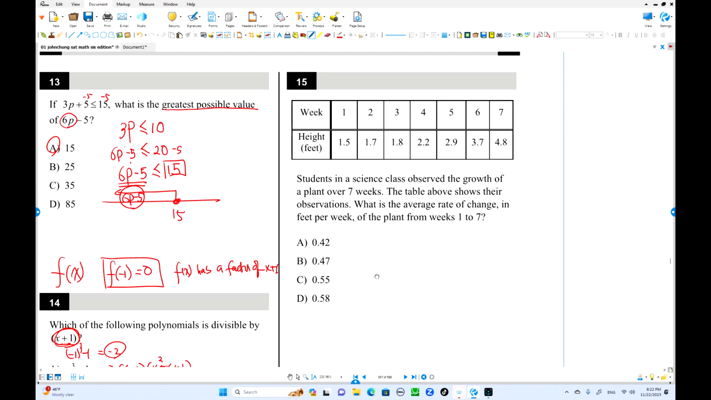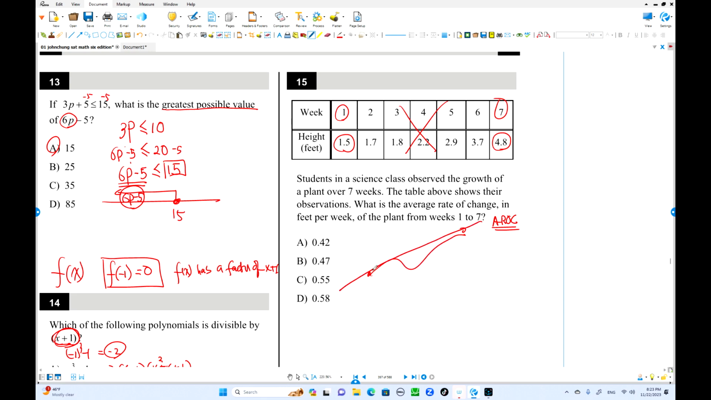Over here, number 15. We have data over here. What is average rate of change? We say, okay, average rate of change, AROC. That is the average rate of change. 1 to 7. Forget about this one. First and the last point available, okay? So that is the line over here. In the middle, we don't know.